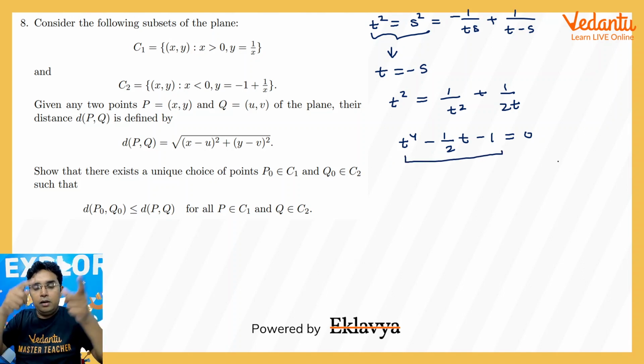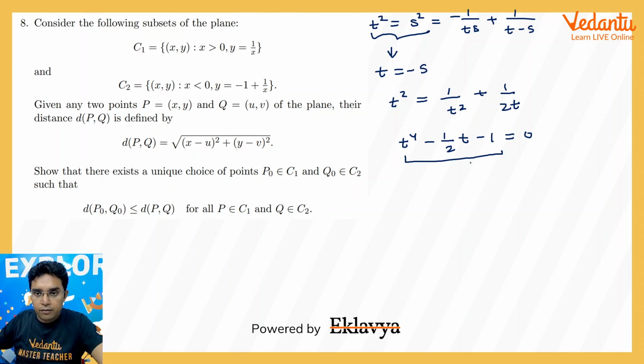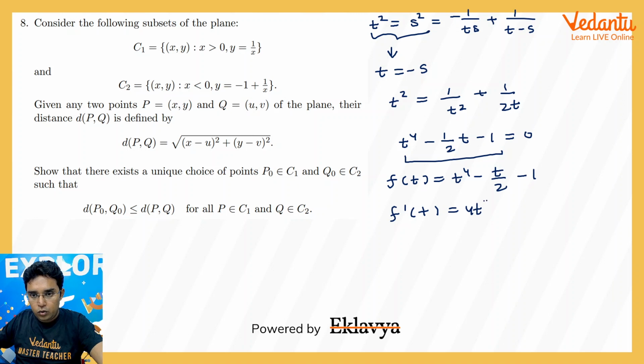It will have infinite values at both ends, minus infinity and plus infinity. The value at 0 is −1. If I call this f(t) = t⁴ − t/2 − 1, you can see f′(t) comes out to be 4t³ − 1/2. If we set this equal to 0, it will give us only one value, that is t = 1/2 only.